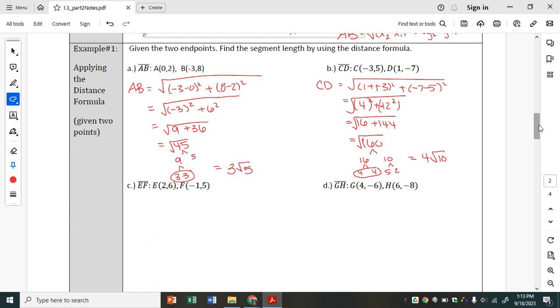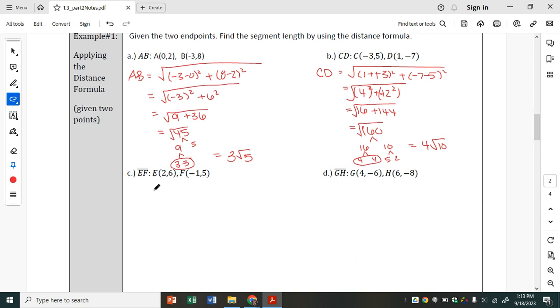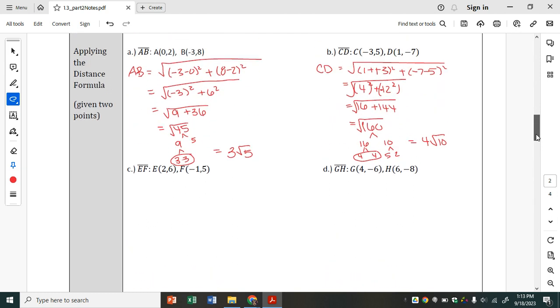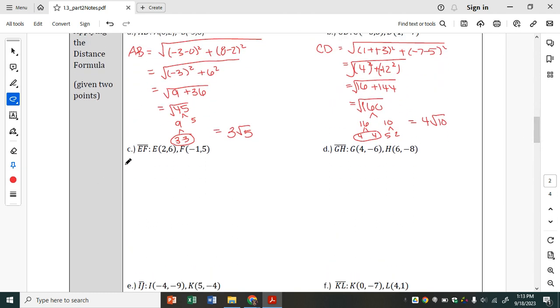Okay, so again, pause the video, take a second, try to do C and D. You guys can forget E and F. I think at an honors level, you guys don't need 4 more different practice problems. So just C and D will be fine, and then we'll move on to the next page.